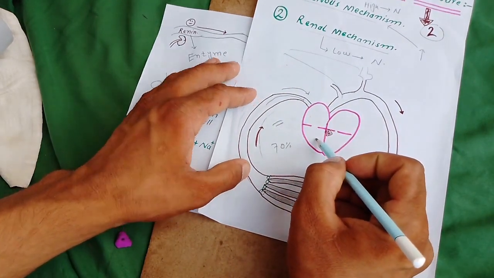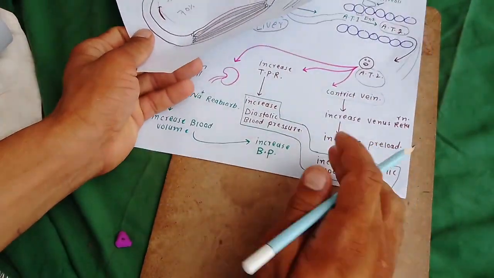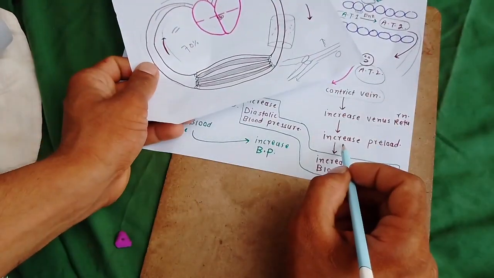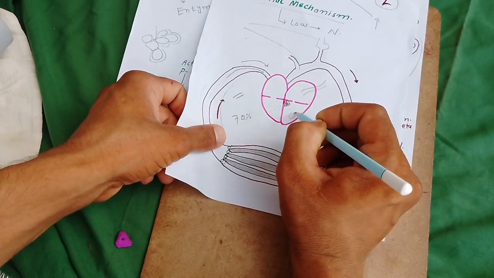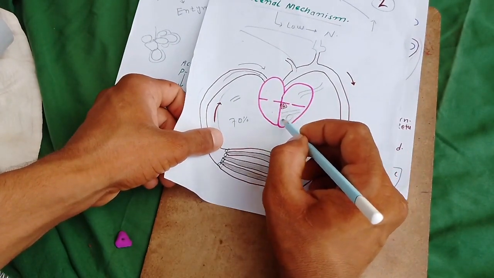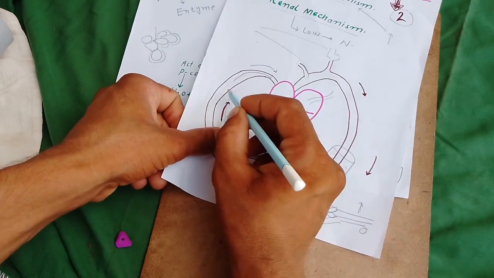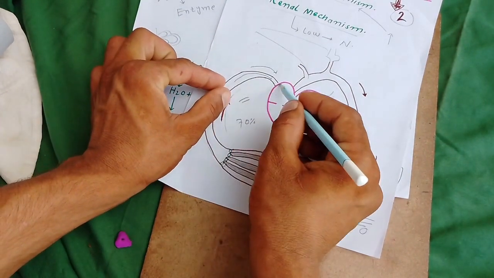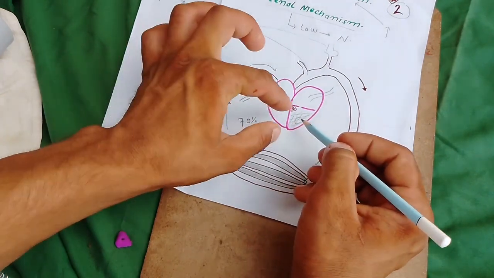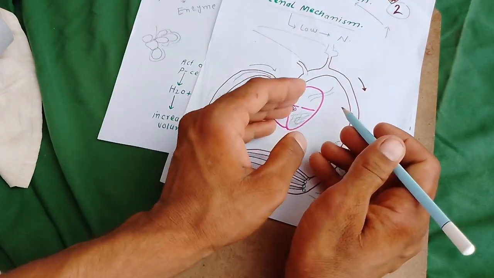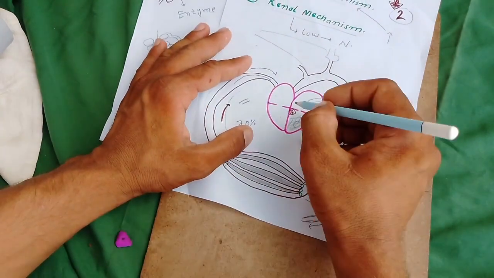When the venous return to the heart is increased, it increases the preload. So a large amount of blood comes here. When the veins contract, a large amount of blood comes to the left ventricle, and the ventricle contracts forcefully.